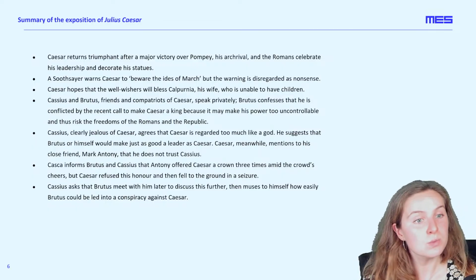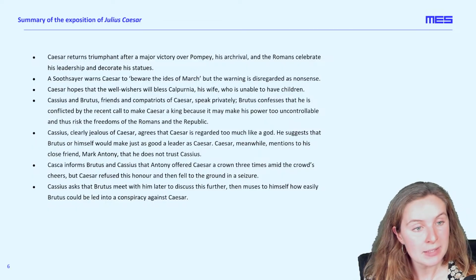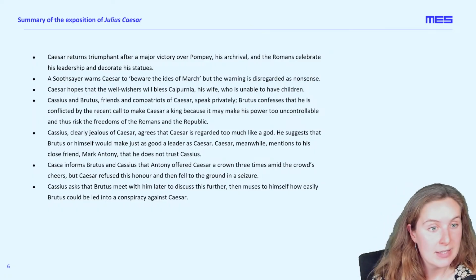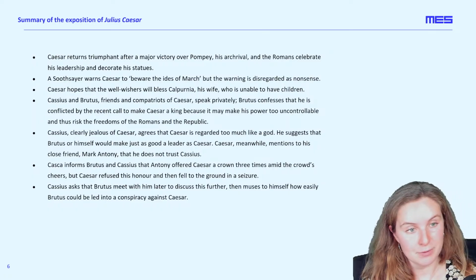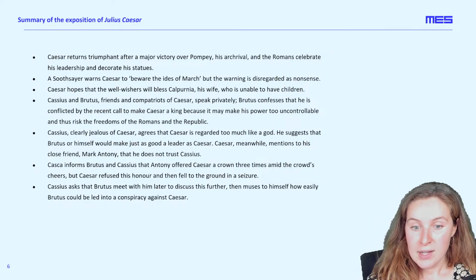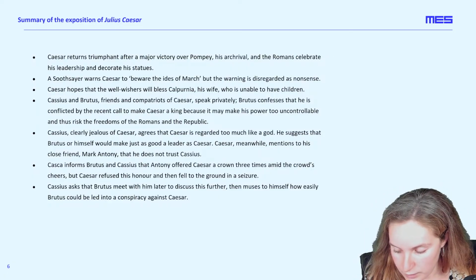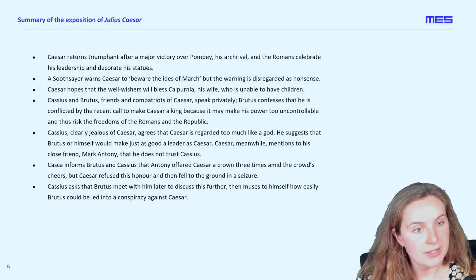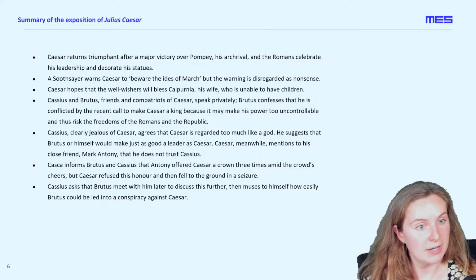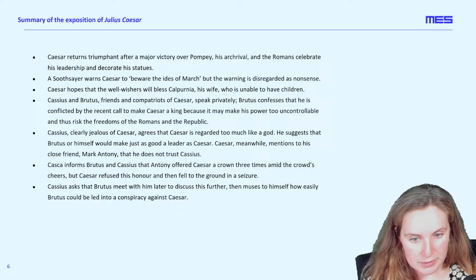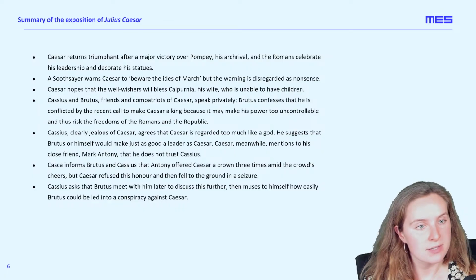So he's hoping that all these well-wishes that are being given to him will also extend to Calpurnia, who he reveals to be unable to have children at this point. He goes into the city and celebrates amongst the people on a kind of a big balcony in front of the populace, all assembled there, and Cassius and Brutus stay outside.